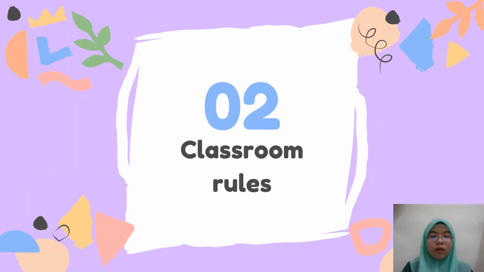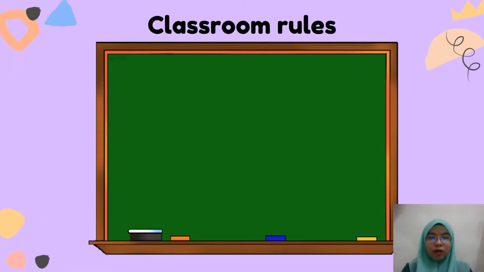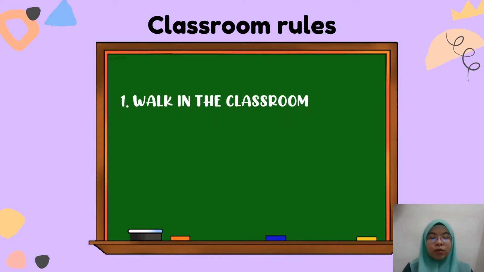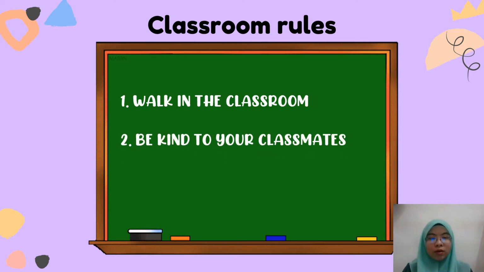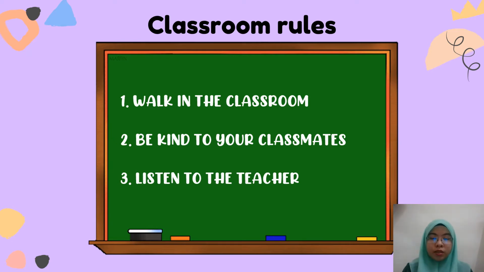Okay, now we are going to learn about the classroom rules. Now let's see what are the rules. The first rule is you have to walk in the classroom and you cannot run or make a noise when you are moving around. Second, you have to be kind to your classmates and make sure to help each other. Next, you have to listen to the teacher and make sure you follow all the instructions given.